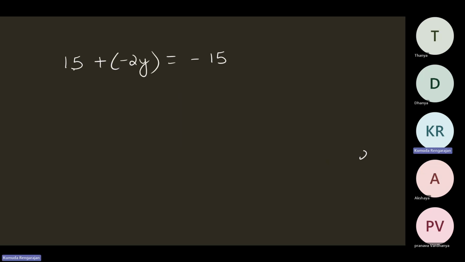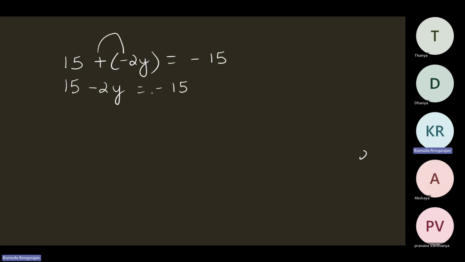So correct answers marks plus incorrect answers marks together, her total score is equal to -15. So this is the equation. So there's nothing but 15 minus 2y is equal to -15, because plus into minus is minus.